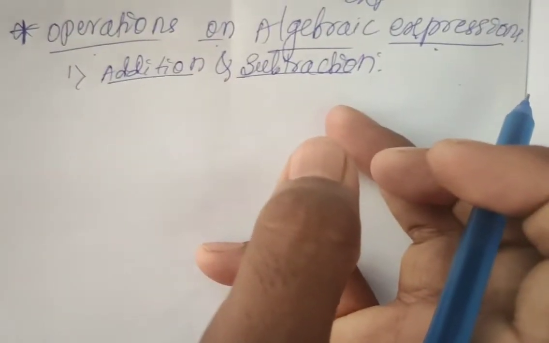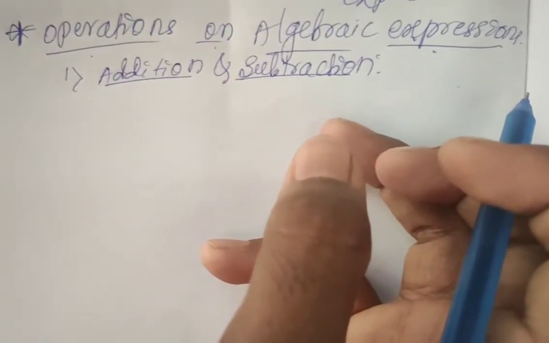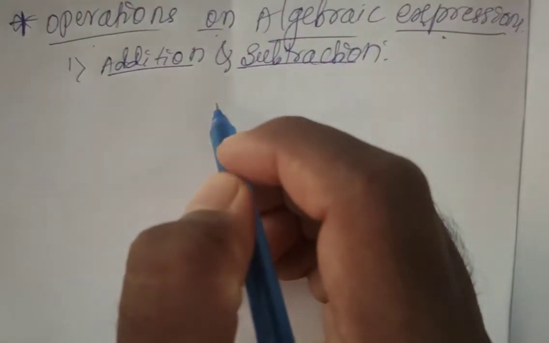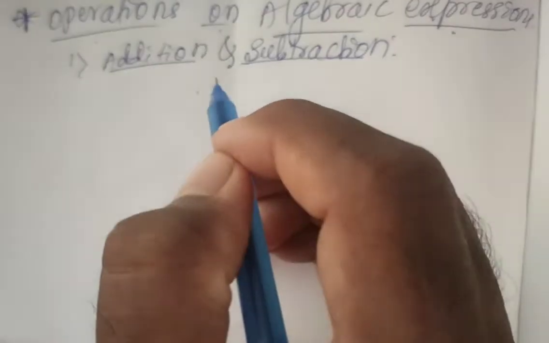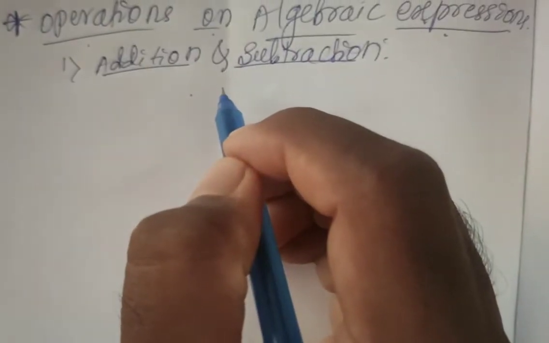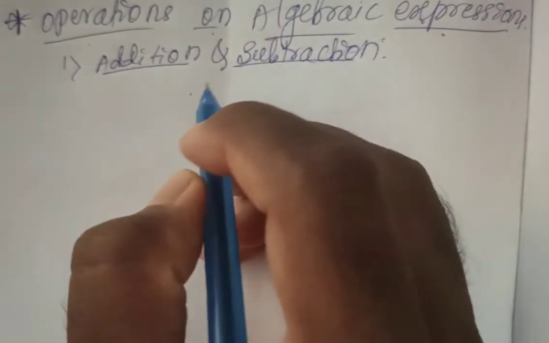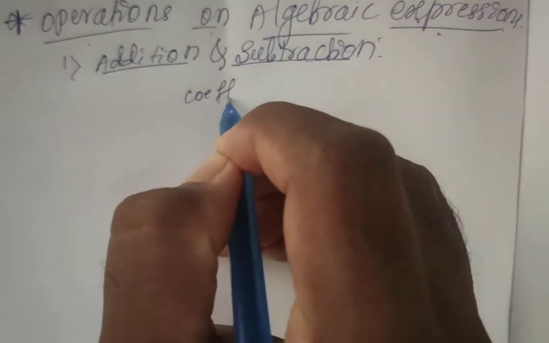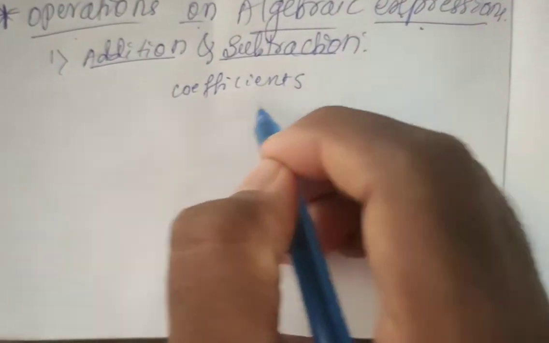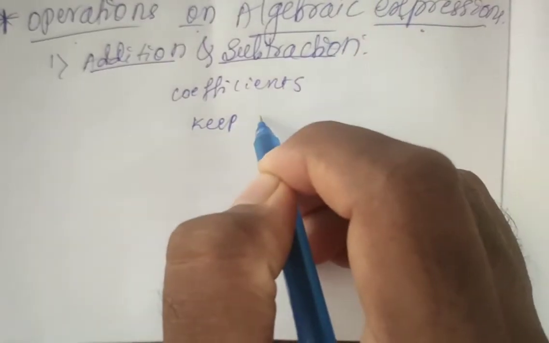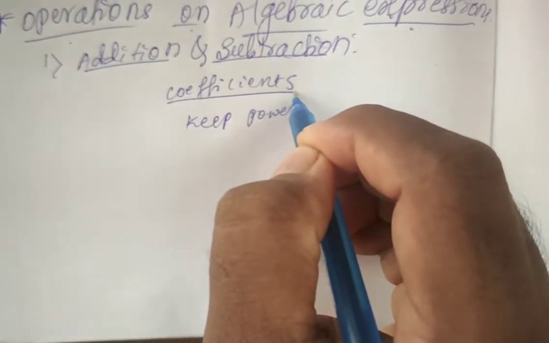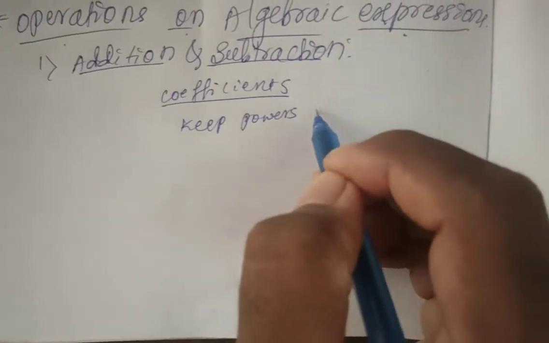So what are the common rules? To add any algebraic expressions, we should have like terms. Meaning if like terms are there, then only can we add and subtract the algebraic expressions. While adding algebraic expressions, we need to add coefficients. Add or subtract coefficients and keep powers as they are. Remember, only coefficients, add or subtract coefficients and keep powers the same.